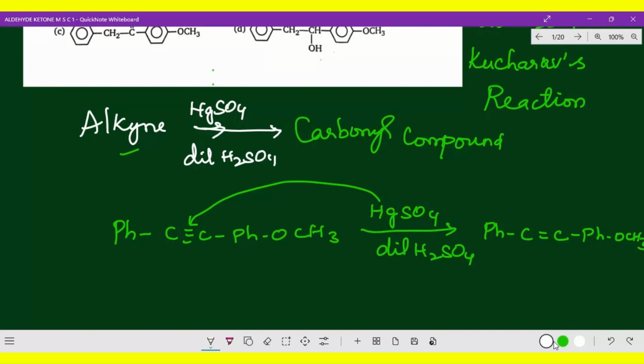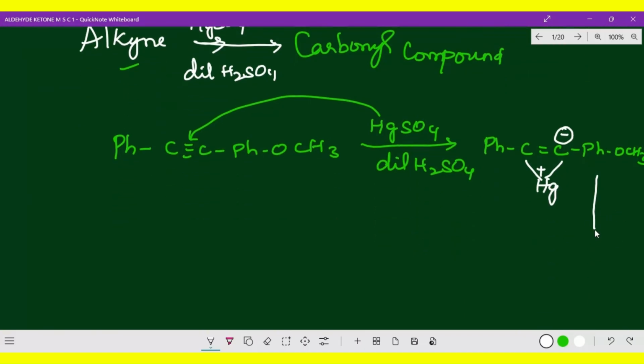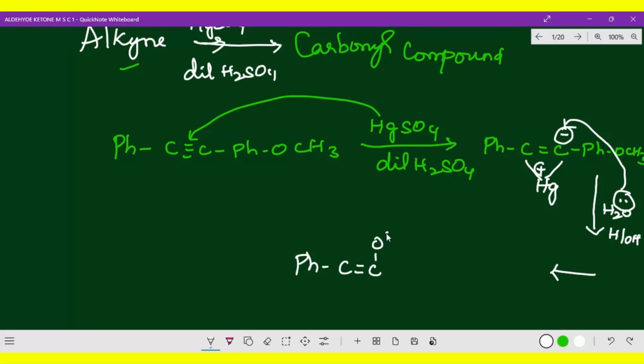Now, both side bonds break, and here you will get Hg plus and this minus. Now this undergoes hydrolysis with dilute H2SO4. The H2O has a lone pair of electrons, which is going to attack the minus charge point. So here you will get Ph, C double bond C, with OH, and here Ph-OCH3. The lone pair of electrons attacks only that minus charge point.